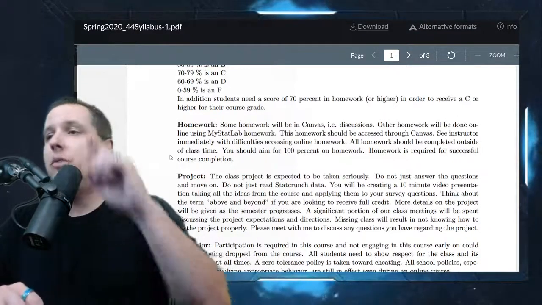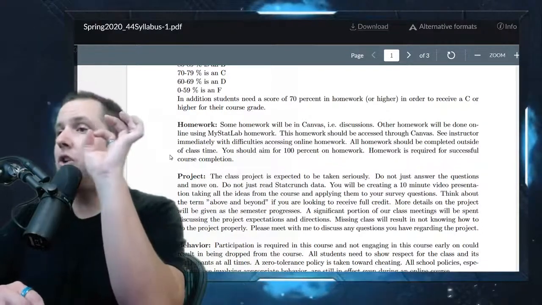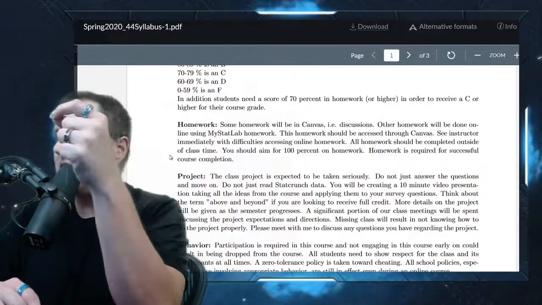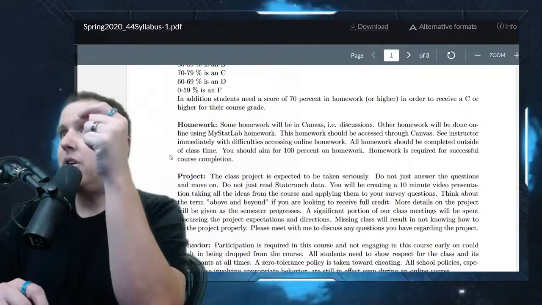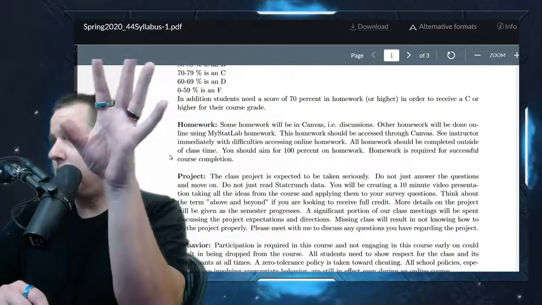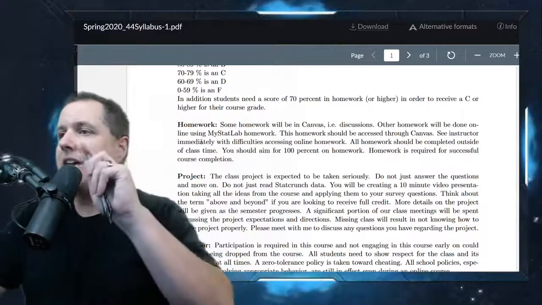Homework. You will have some homework in Canvas. You will have some homework on the online homework system. Most of the homework that you're regularly doing on a daily basis will be inside the MyMathLab work that is given to you by the bookstore. Okay, that's where most of your homework is going to take place. There will be some Canvas assignments.